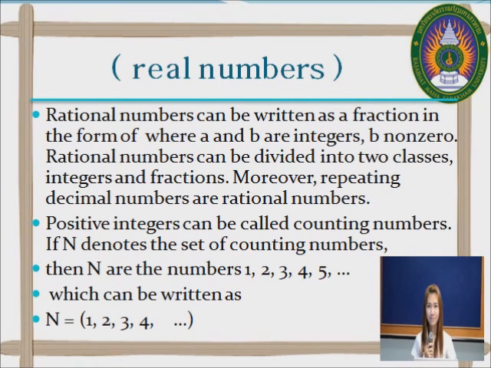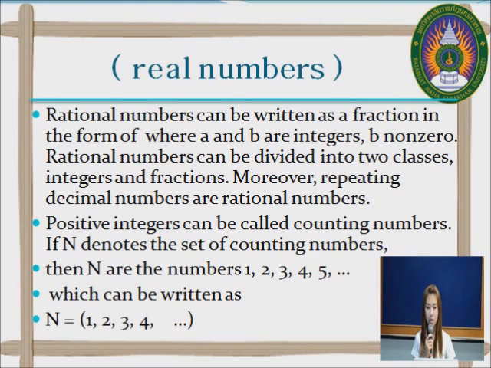Rational numbers can be written as a fraction in the form a over b, where a and b are integers and b is non-zero. Rational numbers can be divided into two classes: integers and fractions. Moreover, repeating decimal numbers are rational numbers. Positive integers can be called counting numbers.